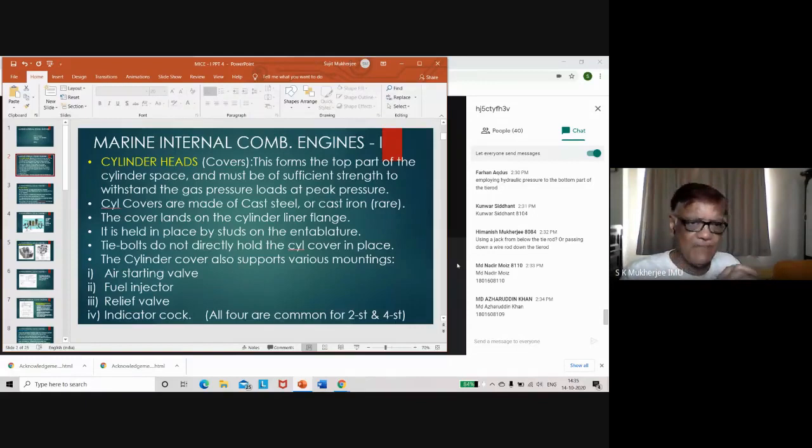All right. A third thing is the relief valve. A relief valve is not a safety valve. It is a relief valve. There's a difference between a relief valve on the cylinder cover of an engine and the relief valve of a boiler. The relief valve of a boiler is called a safety valve. So why is it called a safety valve, and why is this called a relief valve? You will have to think and give me an answer.